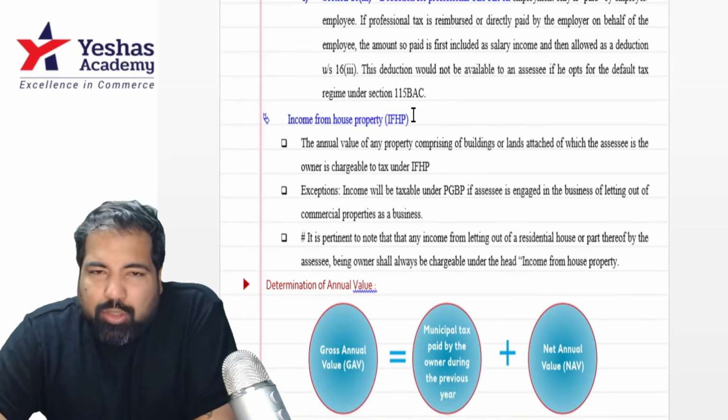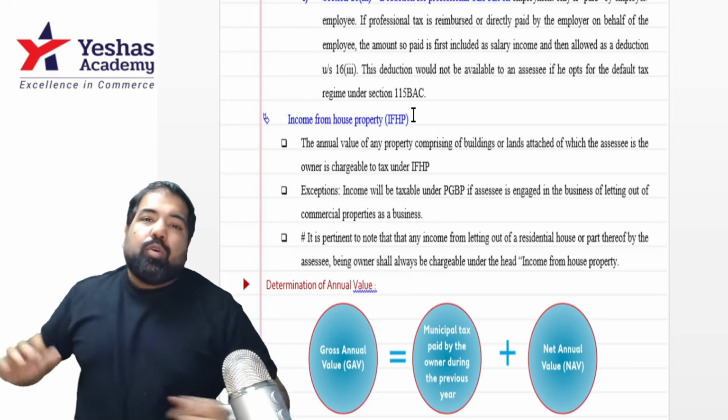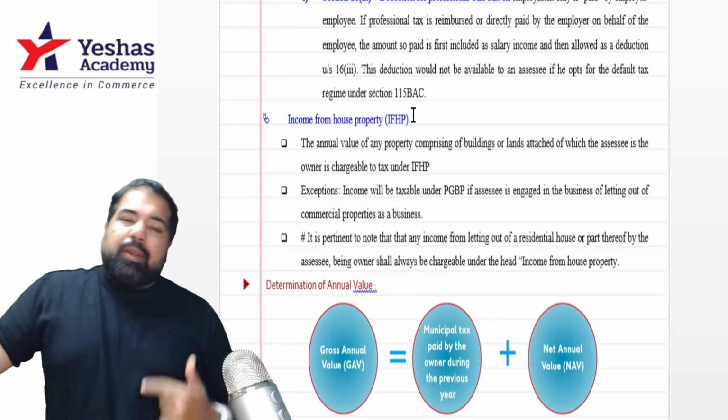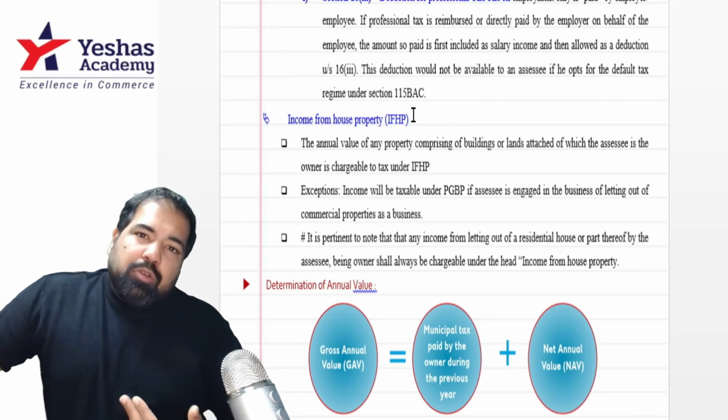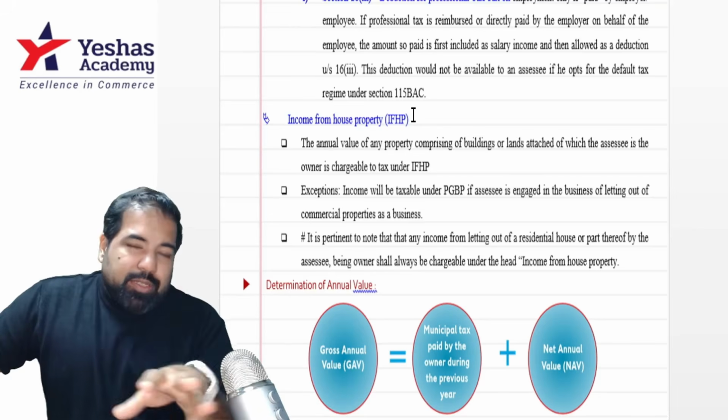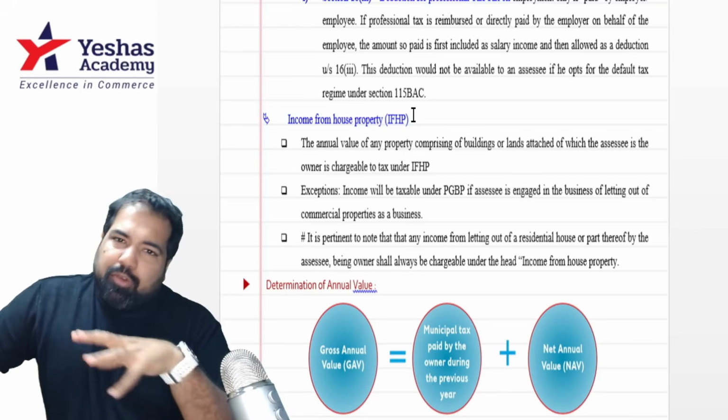Next, again a non-important chapter, income from house property. I am the owner of a house. I am the owner of an apartment. I am the owner of a bungalow, a godown, a shop, and I rent it, not as a business. That income is taxed under income from house property.